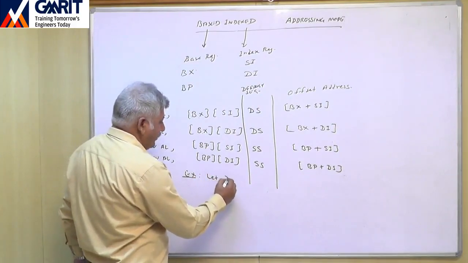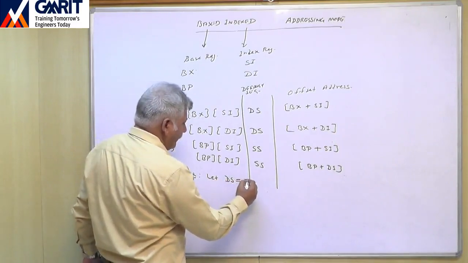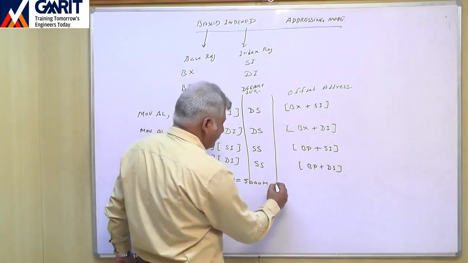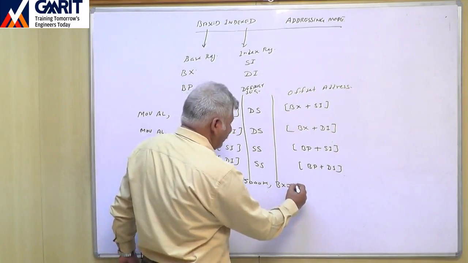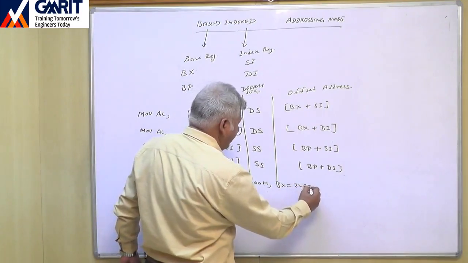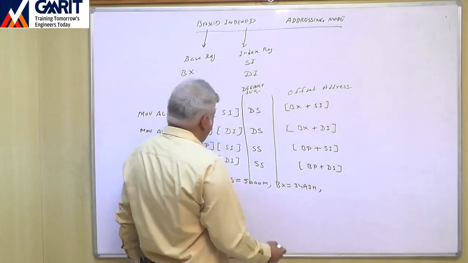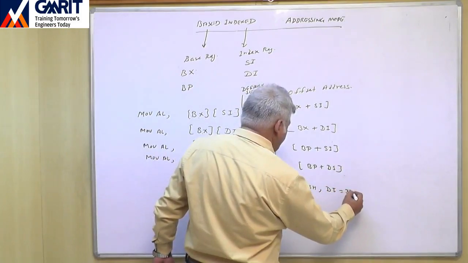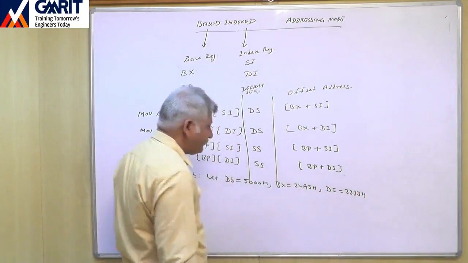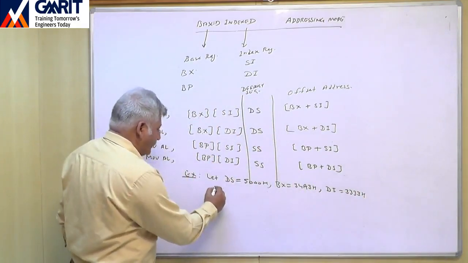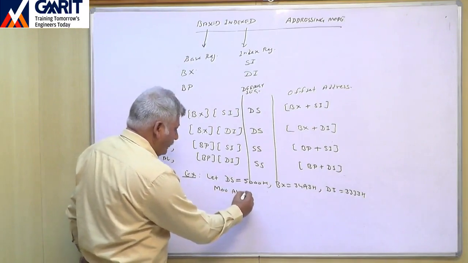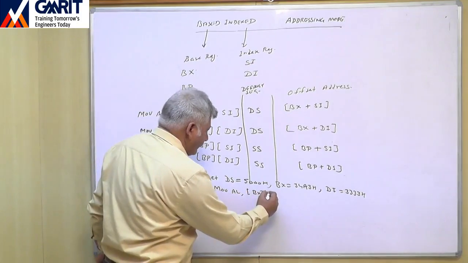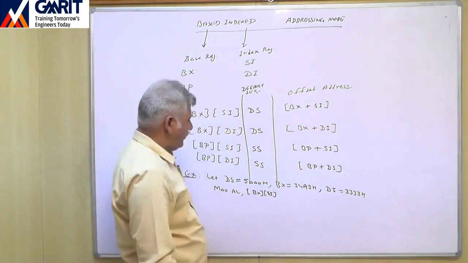Now let the data segment register have a value 5000H. The BX register has a value 34A3H. The DI register has a value 3333H. And if we write the instruction MOV AL, [BX][SI].